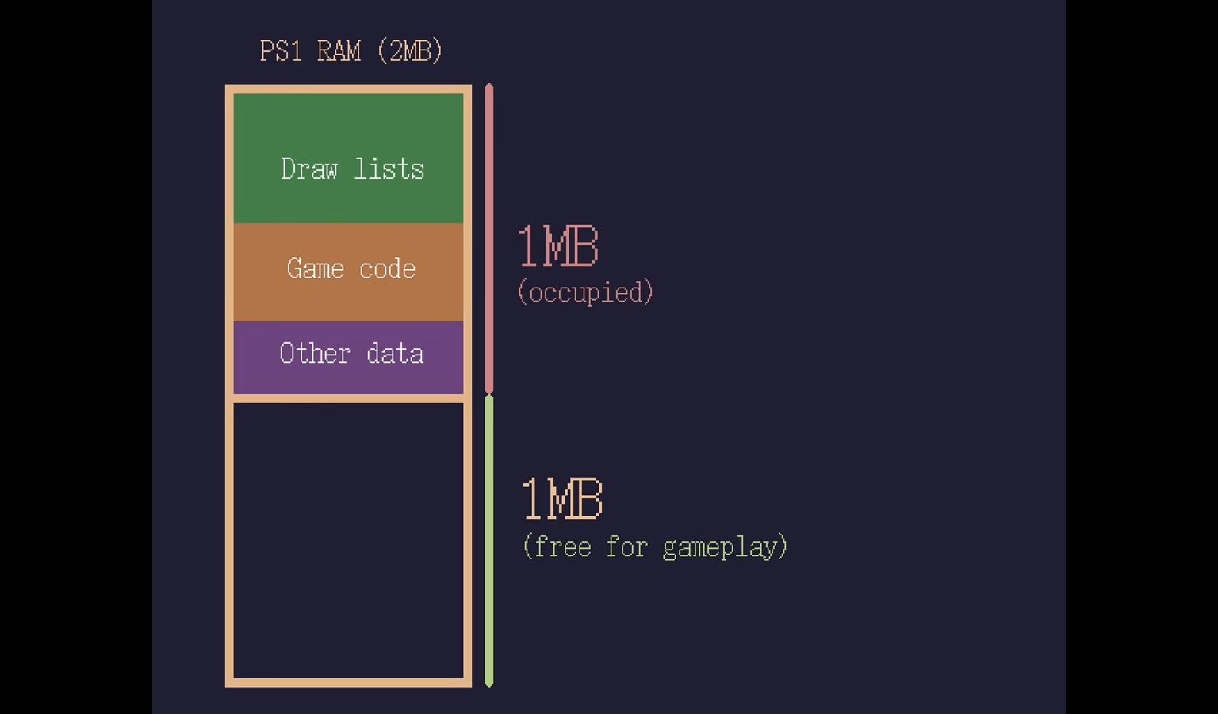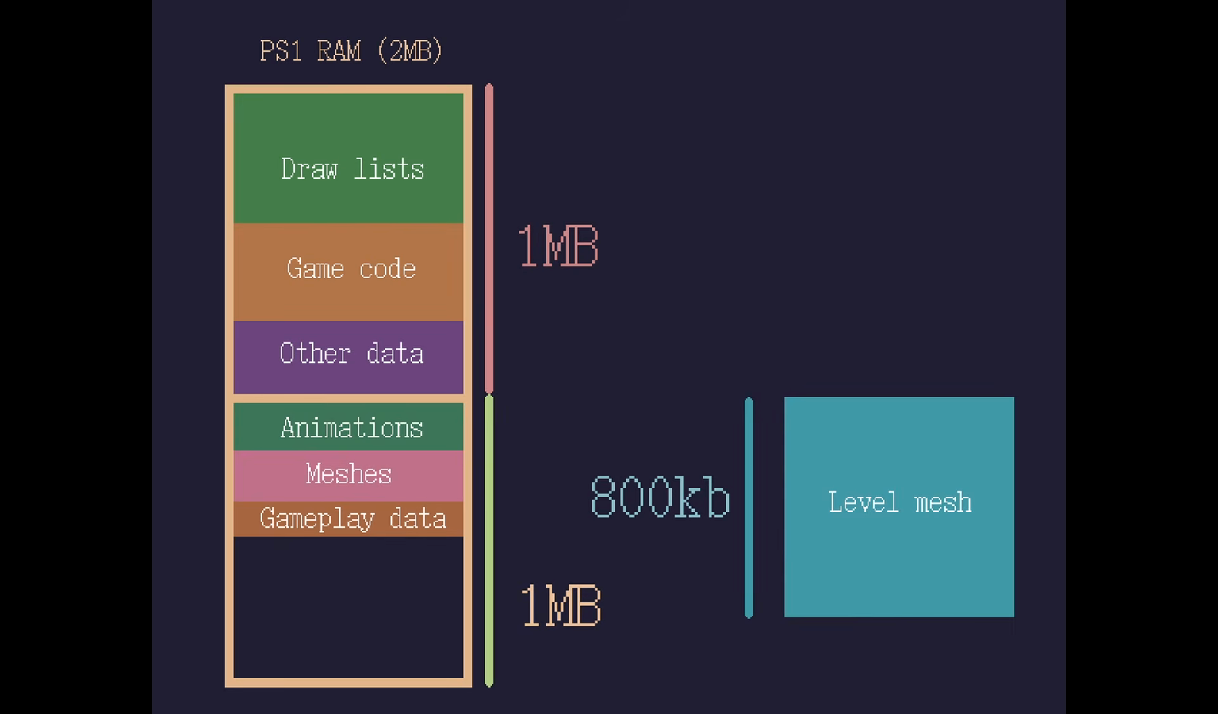The other megabyte is occupied by things like draw lists, static game data, the compiled game code itself, and so on. The block world level mesh was 800 KB, and I only had 400 KB of memory left, so the game crashed once I tried to load it. So I needed to compress the level mesh a lot better.